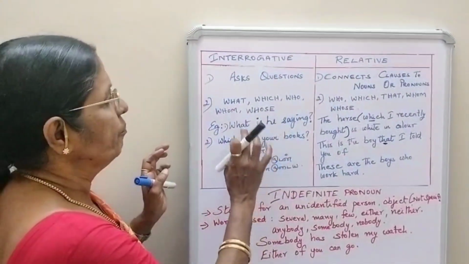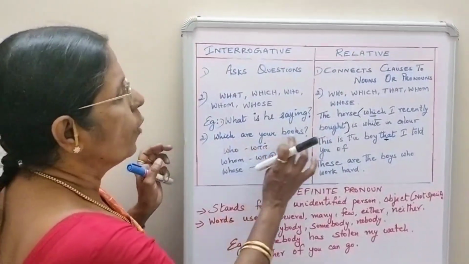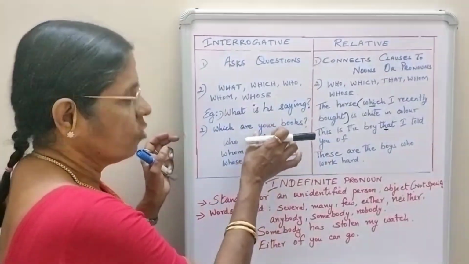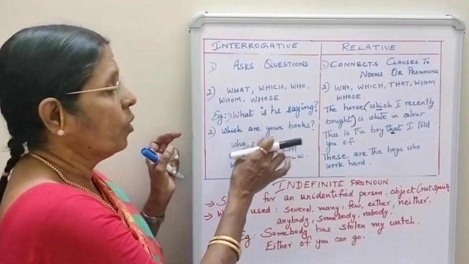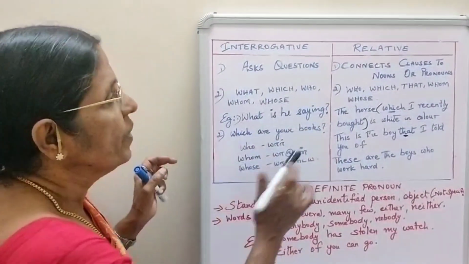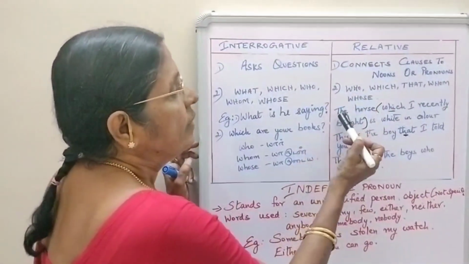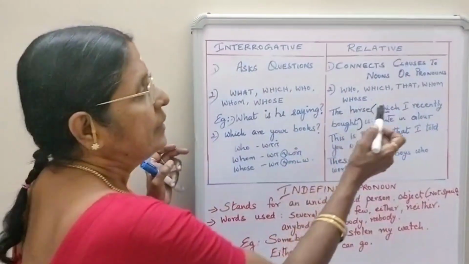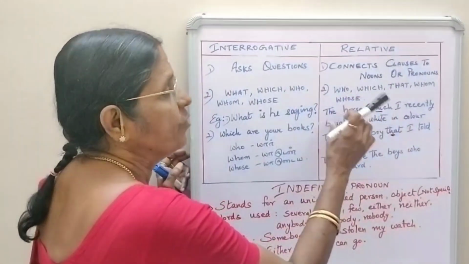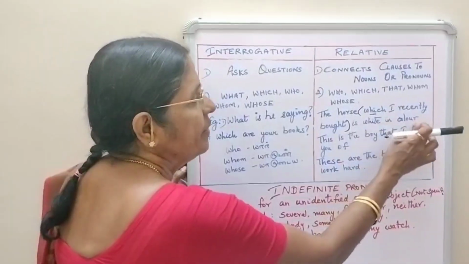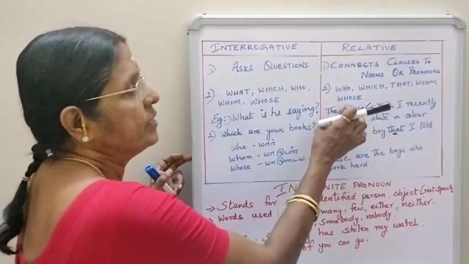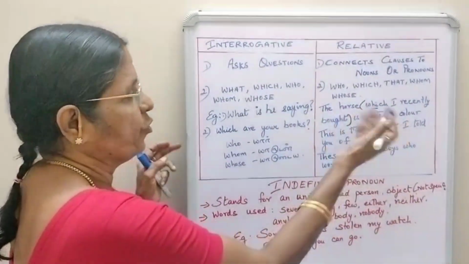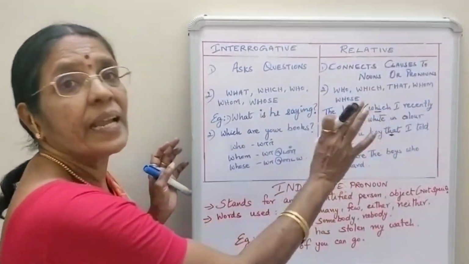For example, I'll take this one. Which are your books? Which is used because we are asking something about the books, but it's talking about the pronoun or the noun. That is very, very important. Which are your books? Okay. But here see how which is used. The horse which I recently bought is white in color. The word which is showing the relation between the horse is white in color and I recently bought. Which says the horse which I bought recently is white in color. It shows a relation. That is why we call it a relative pronoun.